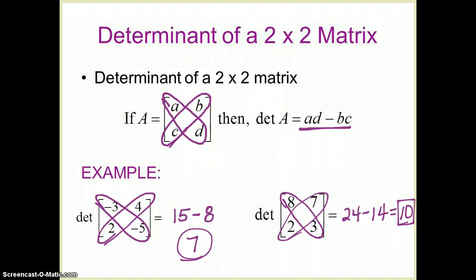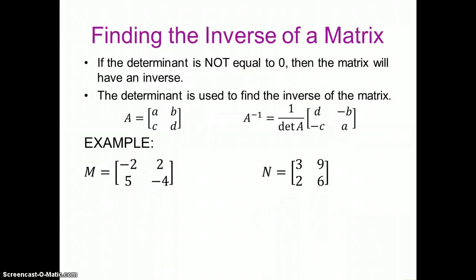So what does the determinant tell me though? Well, the determinant tells me, first of all, whether or not there is an inverse. If the determinant is anything but 0, then the matrix has an inverse. The only time you will not have an inverse is if the determinant is 0. So you're going to need to find the determinant before you can find the inverse.